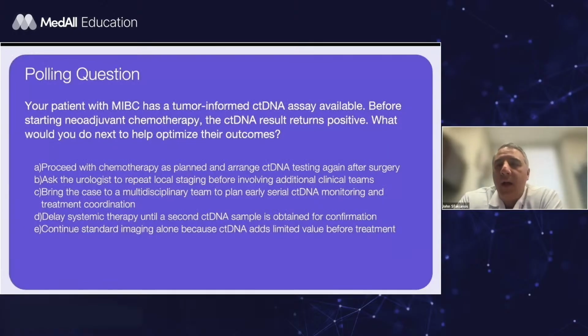And so this is a question. Your patient with muscle-invasive bladder cancer has a tumor-informed ctDNA assay available. Before starting neoadjuvant chemotherapy, the ctDNA result returns positive. What would you do next to optimize their outcomes?